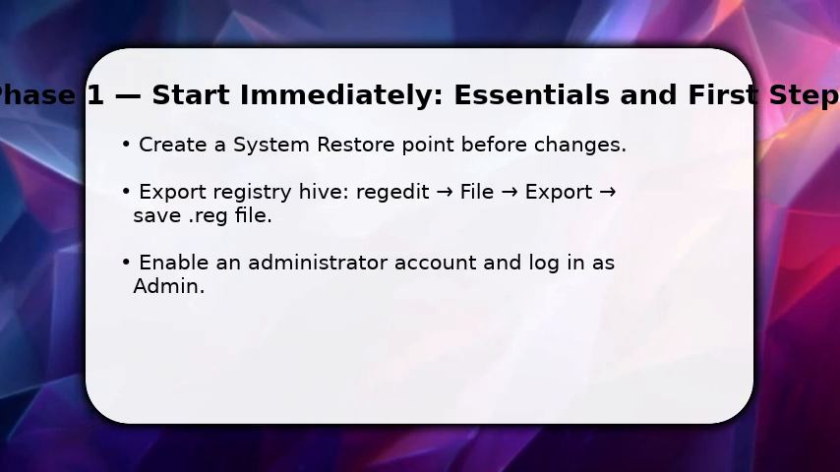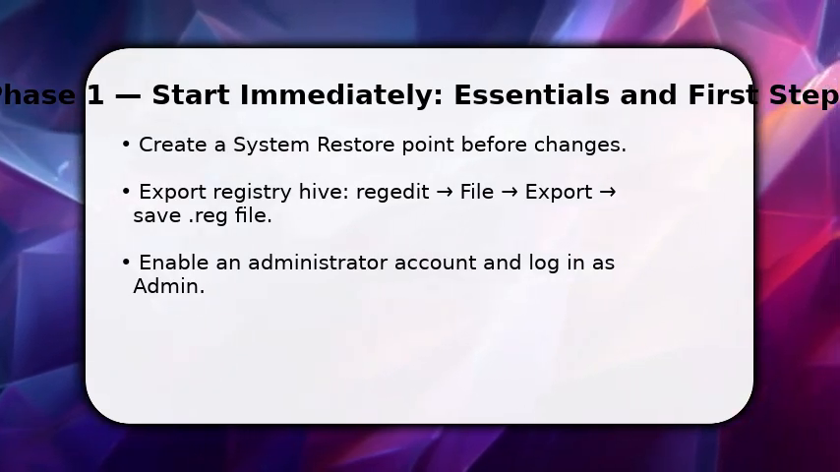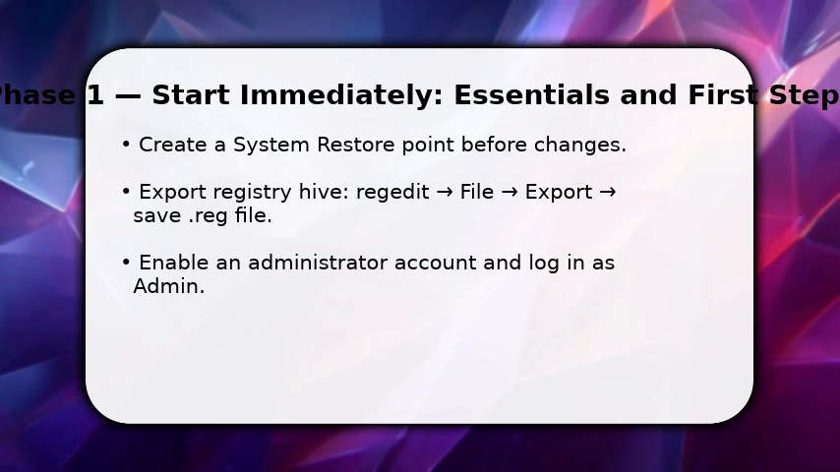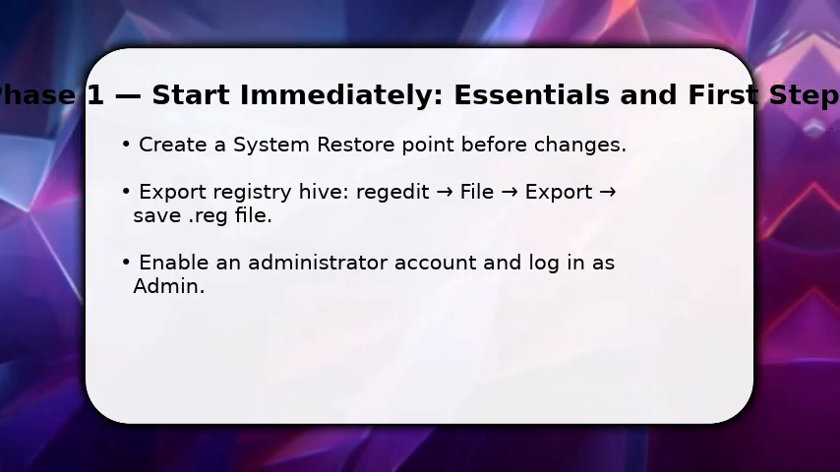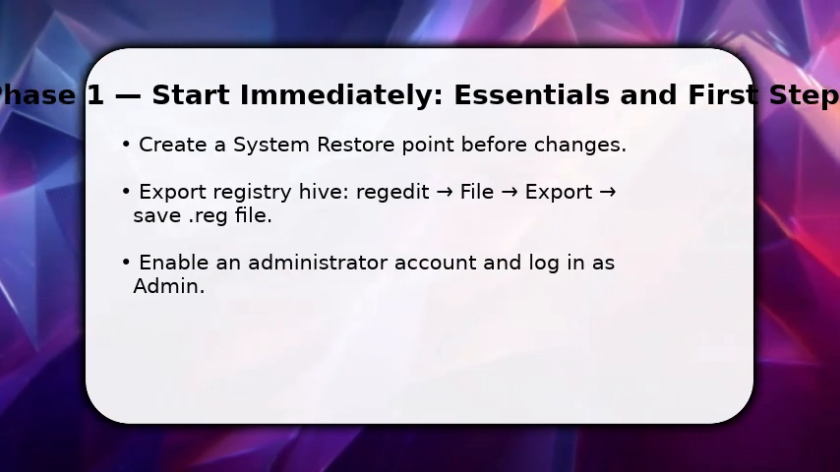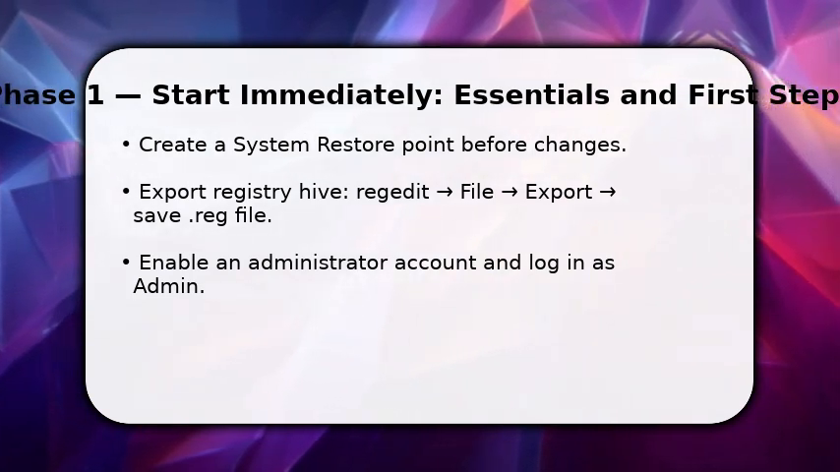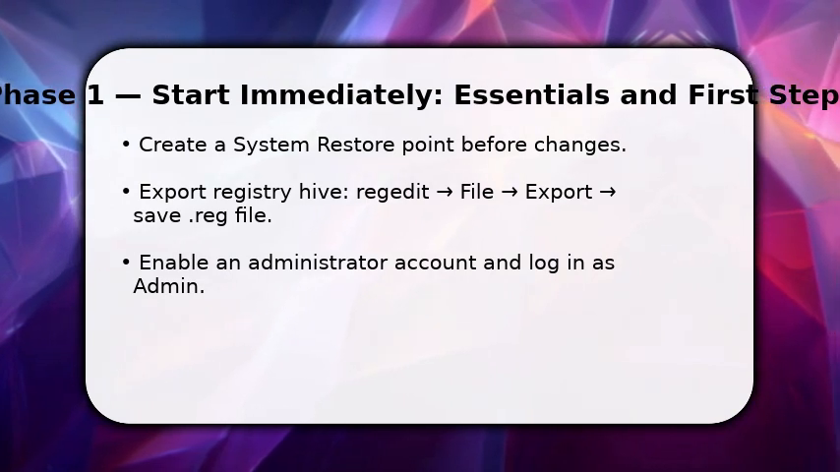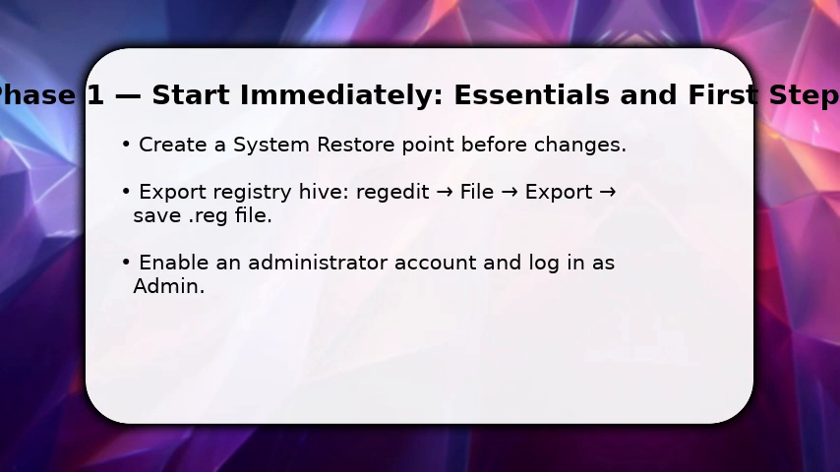Enjoy the video. You start by protecting the system. Create a system restore point because undo is your safety net. Once done, open Regedit and export the affected hive to a .reg file. This preserves exact keys. Make sure you run Regedit as an administrator. Without elevated rights, you cannot write protected keys.